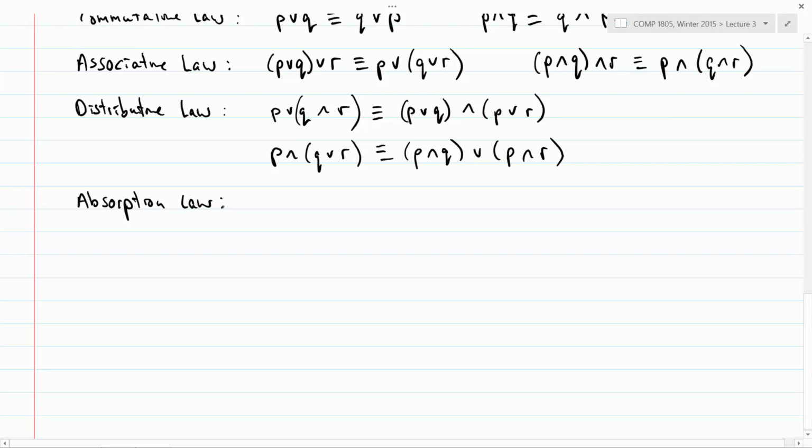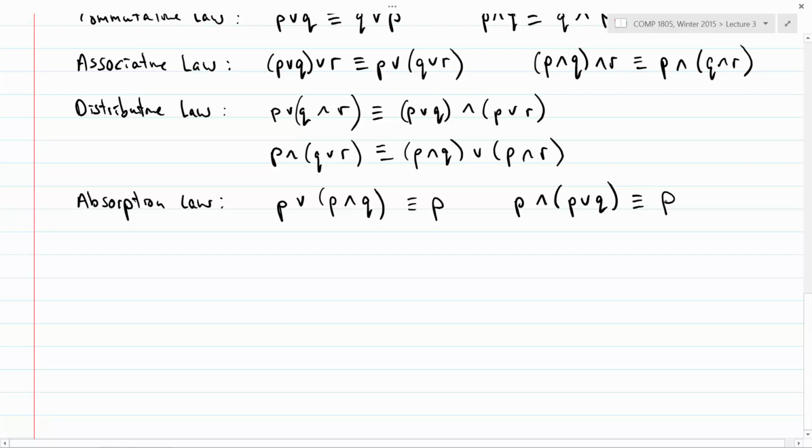All right, so the absorption law is this. If we have P or (P and Q), that's exactly the same thing as P. And if we have P and (P or Q), that's the exact same thing as P.